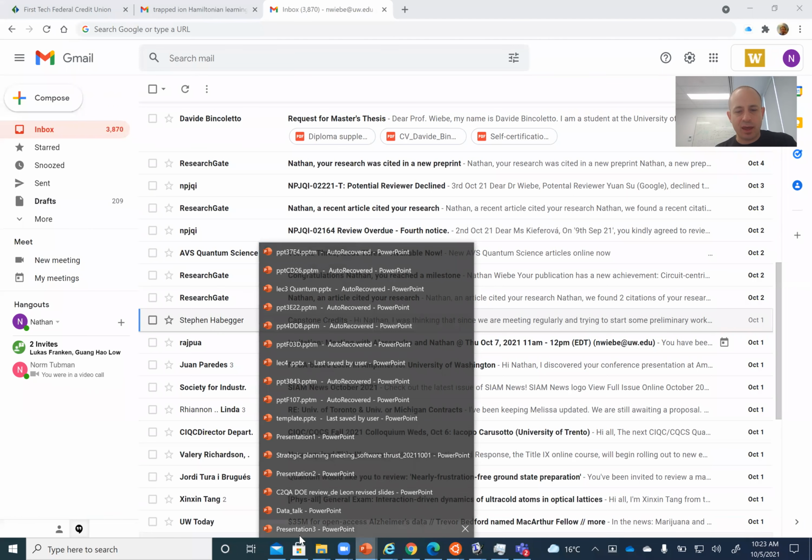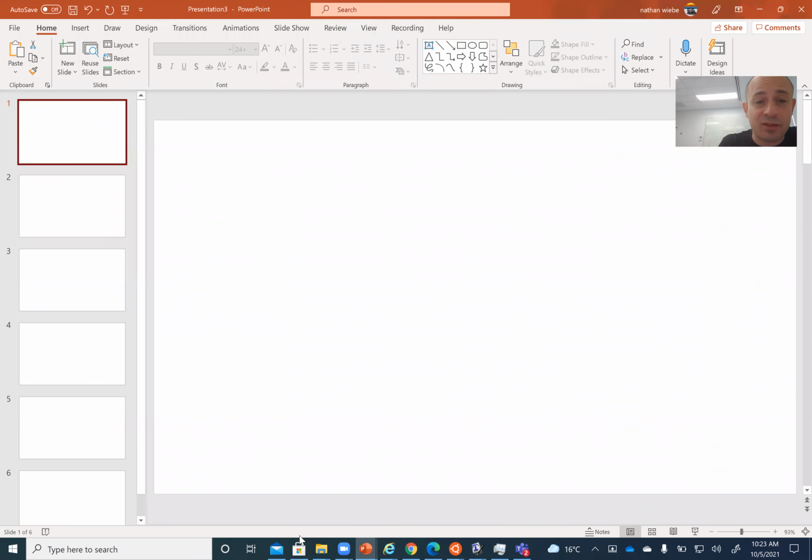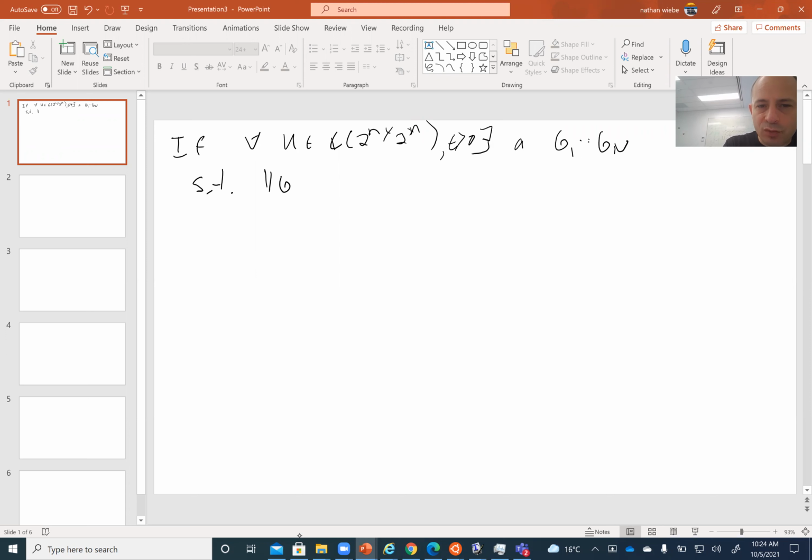So the idea of universality, just to recall, is that on a quantum computer, we say that a set of gates is universal if for all unitary U inside C^(2^n × 2^n), there exists a set of gates G1 through Gn such that, for all epsilon greater than 0, the norm of G1 through Gn minus U is less than or equal to epsilon.